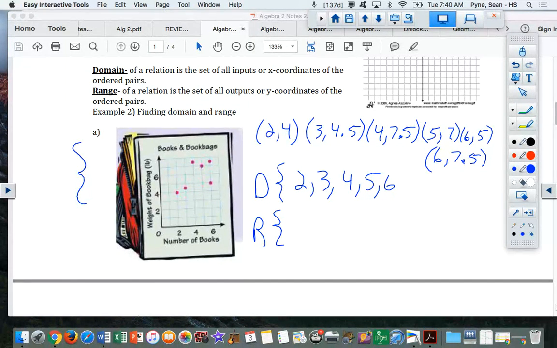Now the range. That's all the Y's. Again, I like to go in order. I think the lowest is 4. Then we get 4.5. And then 5. Then 7 and 7.5. It was 5 right here.